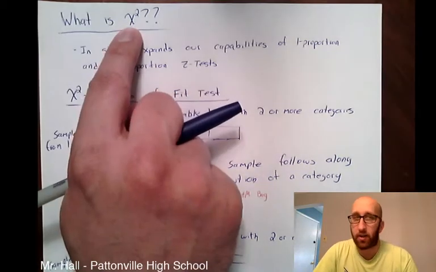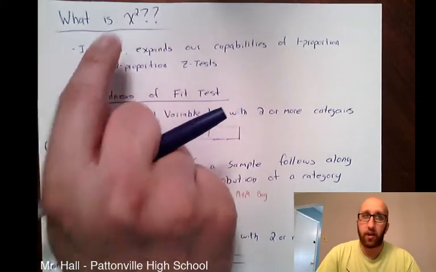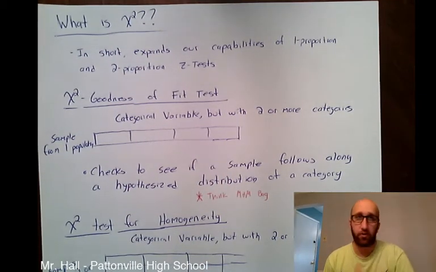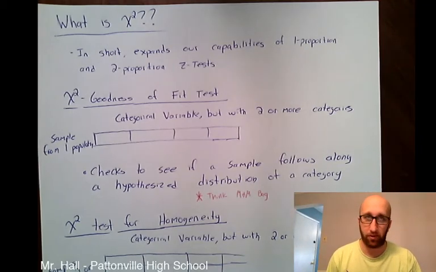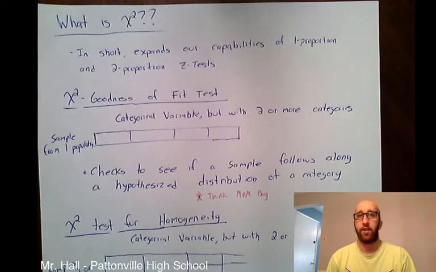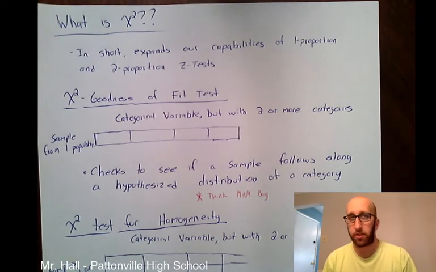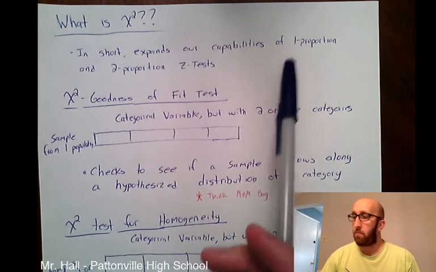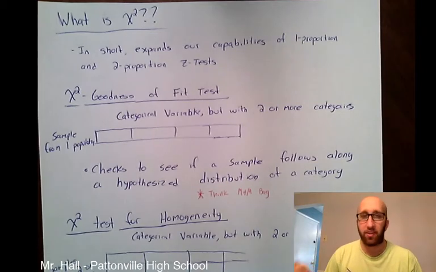It's not an x squared chi because it's a Greek letter there, chi-squared. So in short, essentially what chi-squared is going to allow us to do is it expands our capabilities of one proportion, two proportion z-tests. So we're going to be able to do a lot more than just a simple one proportion z-test or two proportion z-test. In some cases, it allows you to do multiple of these tests all at the same time.